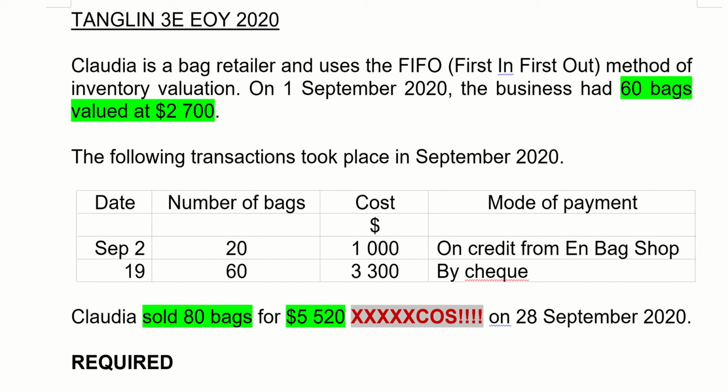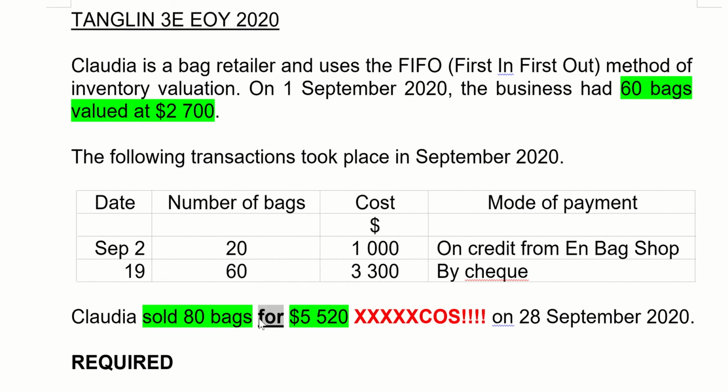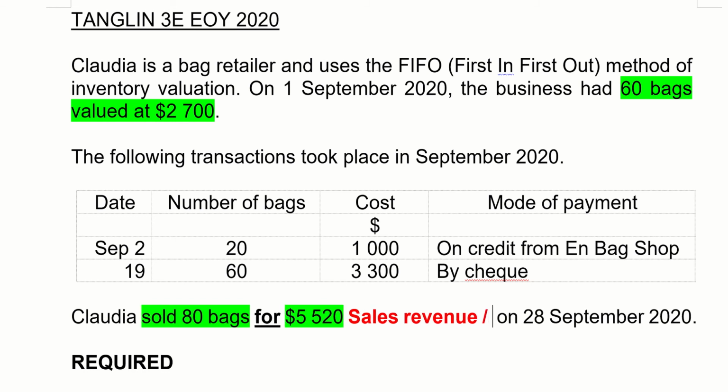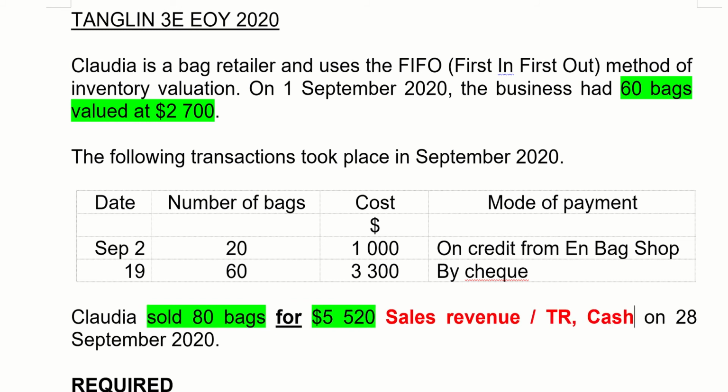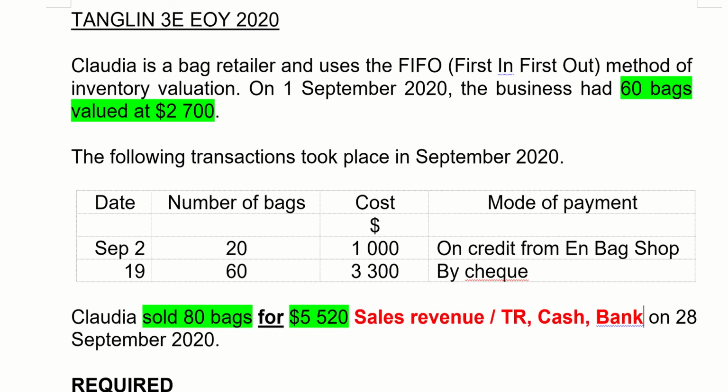They sold these bags for this amount. This word here, they sold the bags for this amount. So 5520 is not the cost. If they sold it for that amount, this 5520 is the sales revenue. All right, 5520 is the sales revenue. Now, what is the other account affected when there is a sales revenue? It's either trade receivable, cash, or cash at bank. So, cost of sales is not 5520.